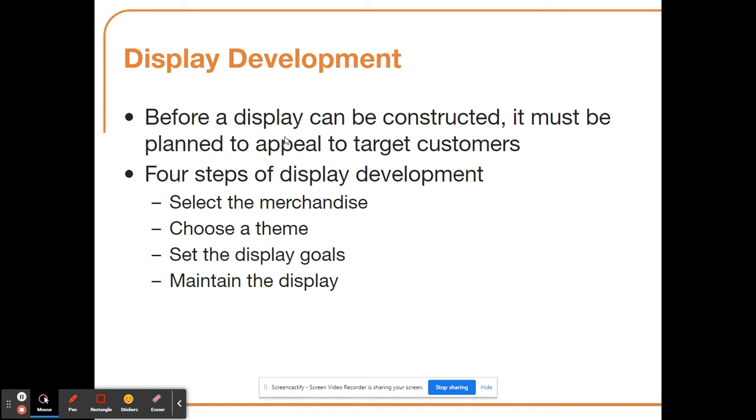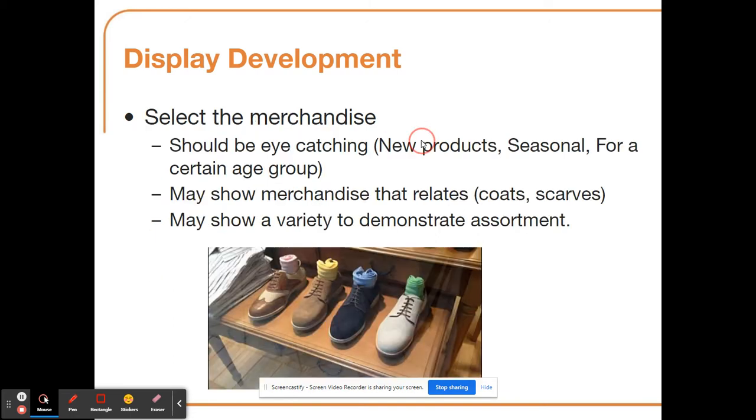So, when you're designing a display, you need to first make sure to plan it out so that it will most appeal to the customers. So, there's four steps in display development: selecting the merchandise, choosing a theme, setting the display goals, and then maintaining the display. So, the first thing you're going to do is select your merchandise. So, what products are you actually going to be featuring in your display?